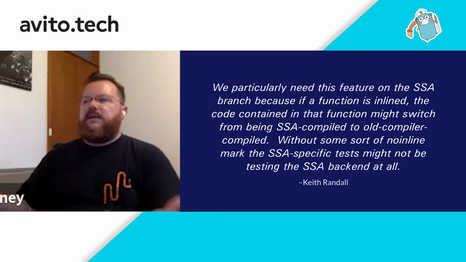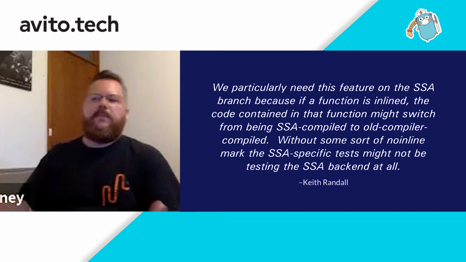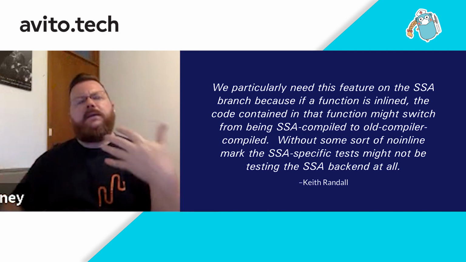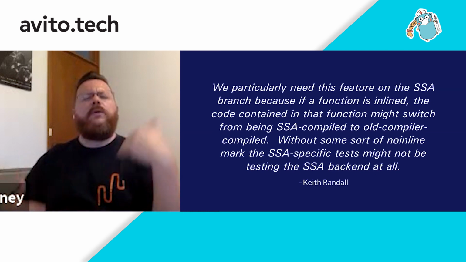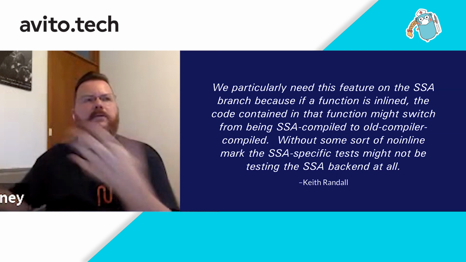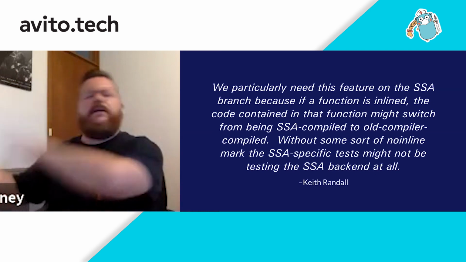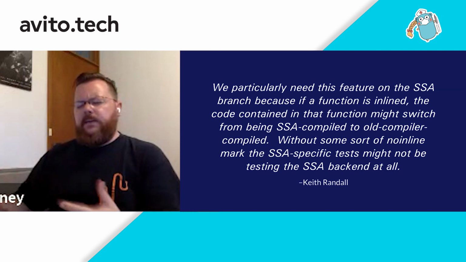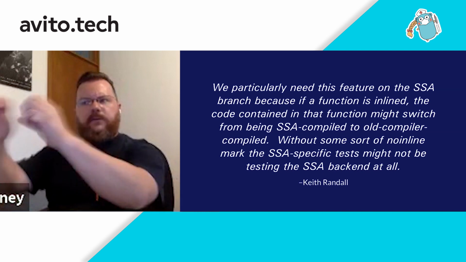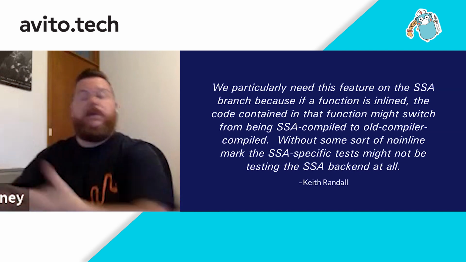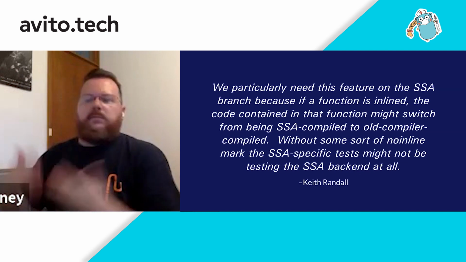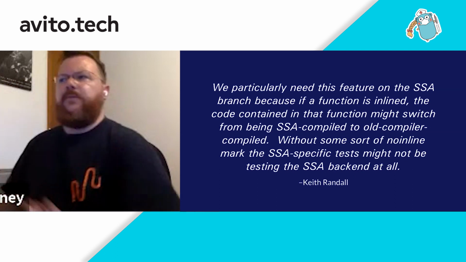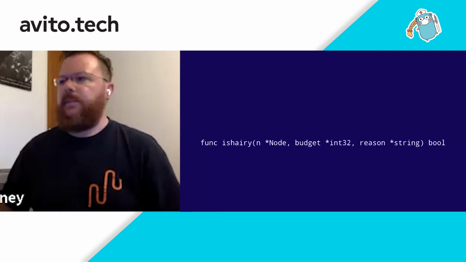The code contained in that function might switch from being SSA compiled to being old compiler compiled. At the time that the SSA compiler was being developed, it only handled particular expressions, and the ones that it couldn't, it handed back to the old compiler. So without a way of knowing that this particular function would be compiled by the new compiler, they weren't sure they were testing what they thought. So this is part of the justification.